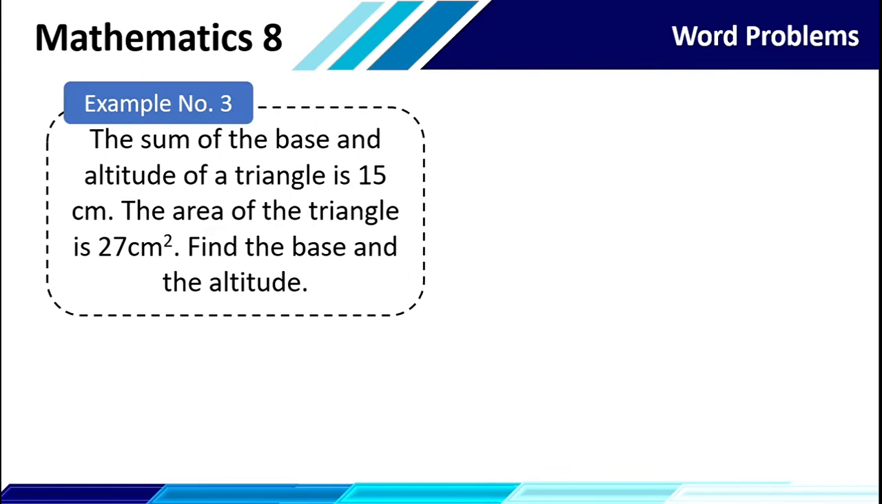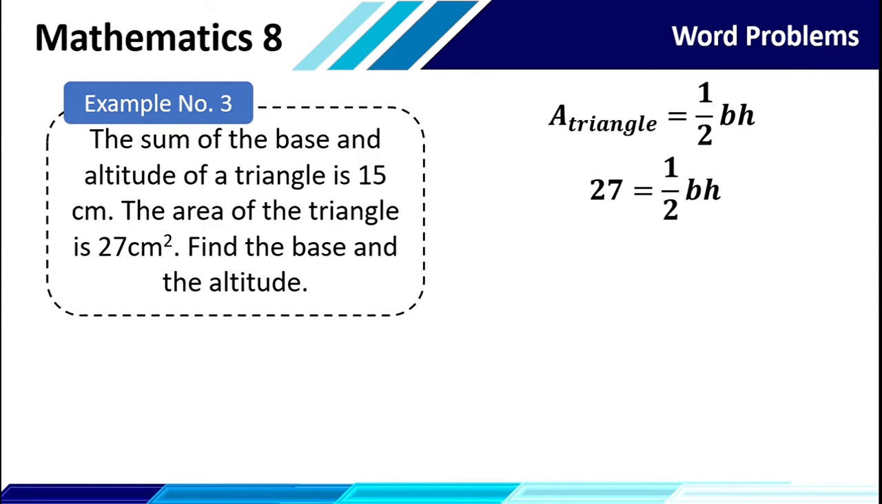The sum of the base and altitude of a triangle is 15 centimeters. The area of the triangle is 27 centimeters squared. Find the base and the altitude of this given triangle. We know that the formula in getting the area of a triangle is equal to 1/2 base times height. Height or altitude is the same. And given that the area of the triangle is 27 centimeters squared, let's find the value of base and the altitude.